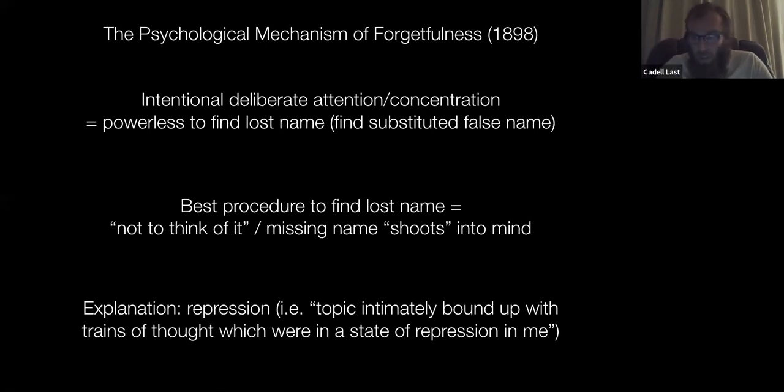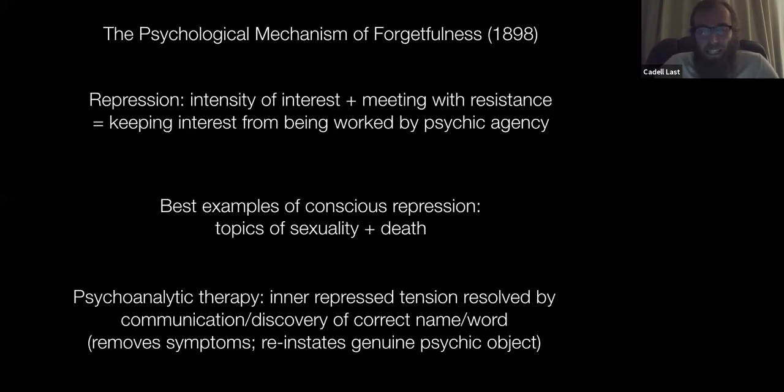And from this, he gives in this paper a really interesting description, and I think a really precise technical description of how repression works. So let's go into that. He says that repression, and here you start to see the beginnings of the model of the mind, where you have id, ego, and superego. So you have, and here all are operating in the function of repression, on the one hand, an intensity of interest, and that would be obviously the id.